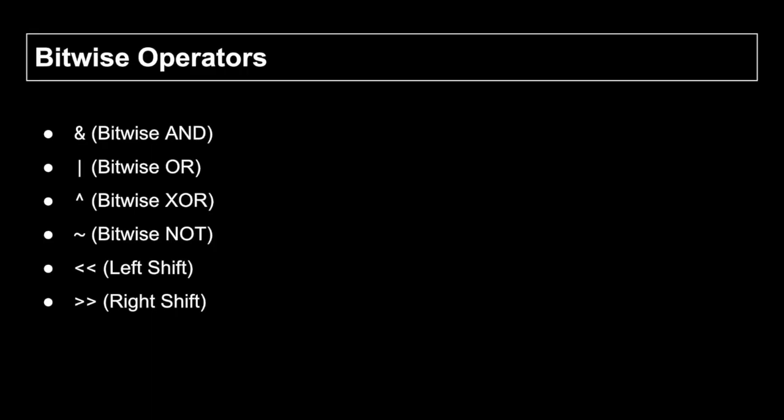Next are the bitwise operators. Bitwise operators work at the bit level. There are multiple operators like bitwise AND, bitwise OR, bitwise XOR, bitwise NOT, left shift, and right shift. They are powerful in low-level programming and optimization tasks.